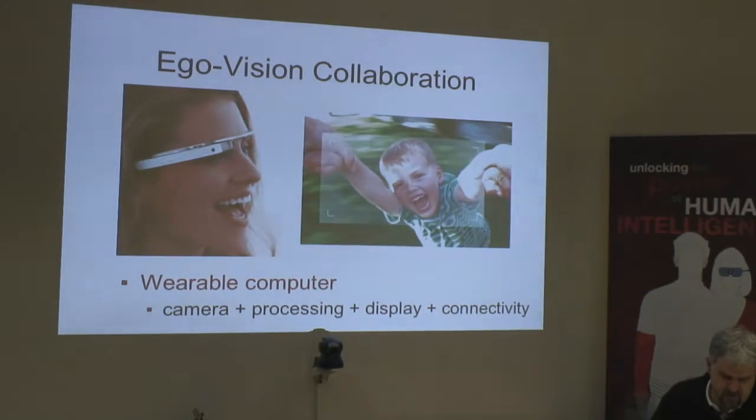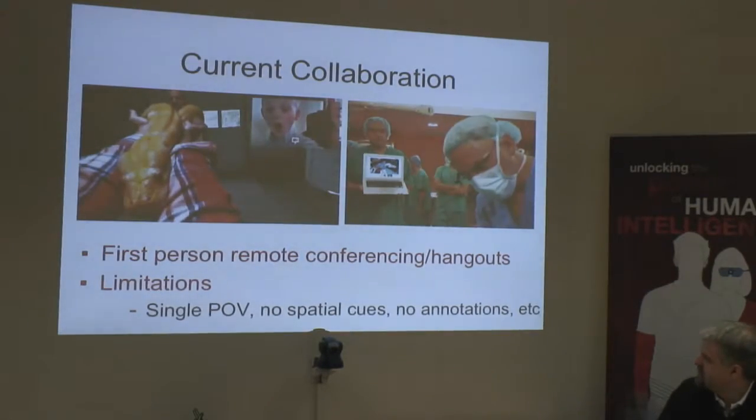However, there are some limitations with that. With Google Glass, you can do first-person remote conferencing, like Google Hangout, but the limitations are that it's just a single point of view, and you can only look where the person is looking because you have to look through their camera. There are also no spatial cues, and no ability to annotate or draw on the application. So what we're interested in here at the HIT Lab is how we can move beyond those limitations, and how we can capture and share social spaces in real time.